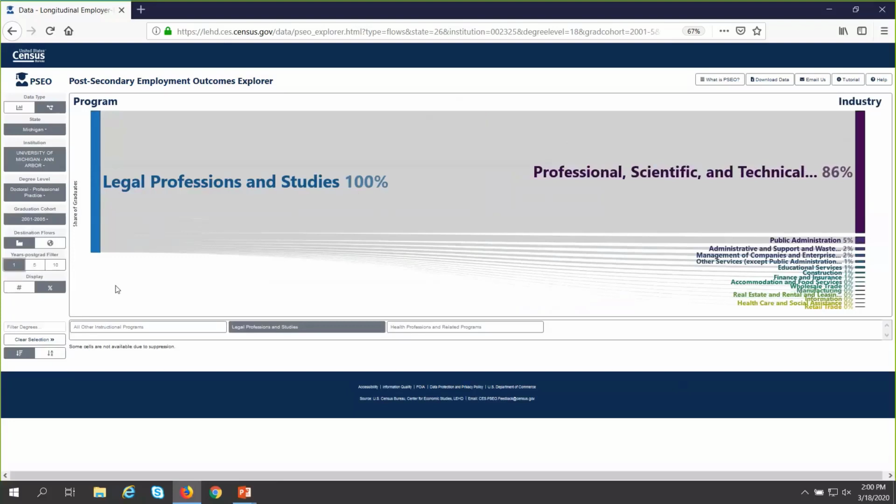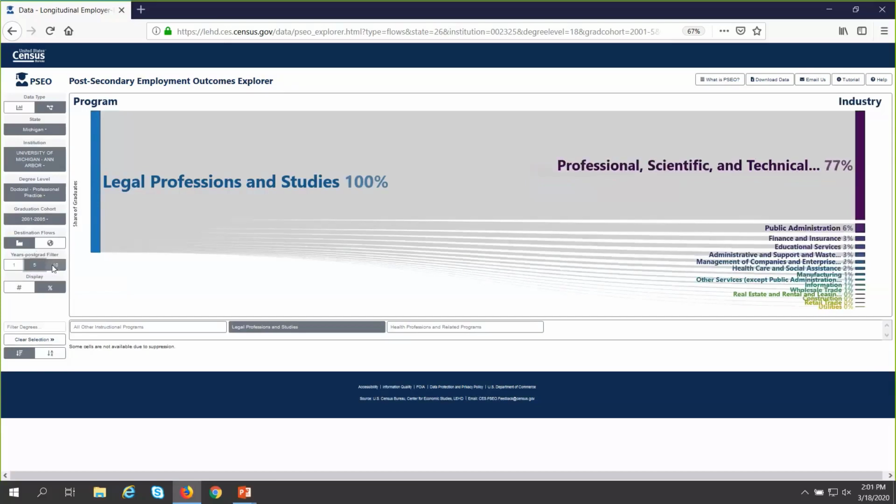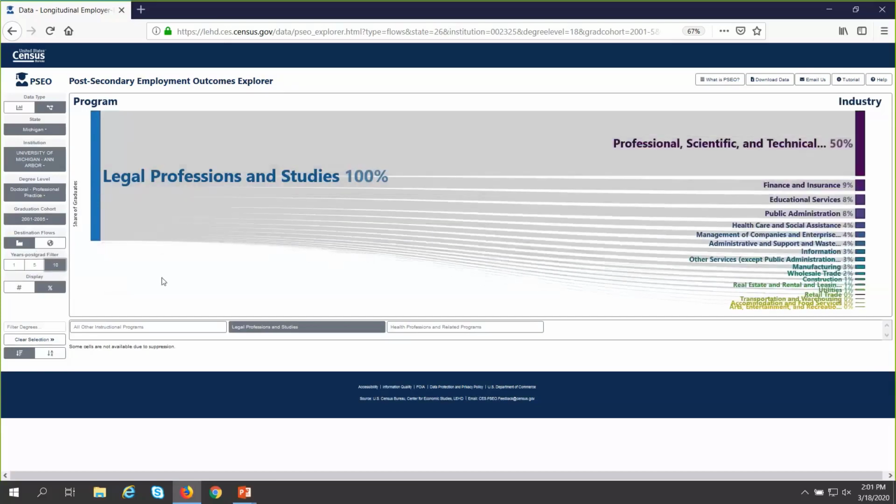And you can see that, so this is lawyers who got their law degree from the University of Michigan, Ann Arbor between 2001 and 2005. One year after graduation, about 86% of them are working in professional services. A lot of these are obviously law firms. Five years out, it's 77%, and then 10 years out, it's 50%.